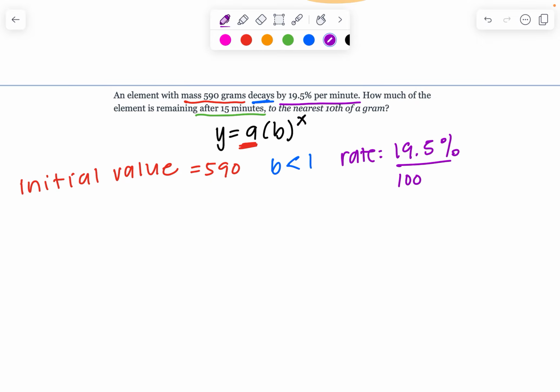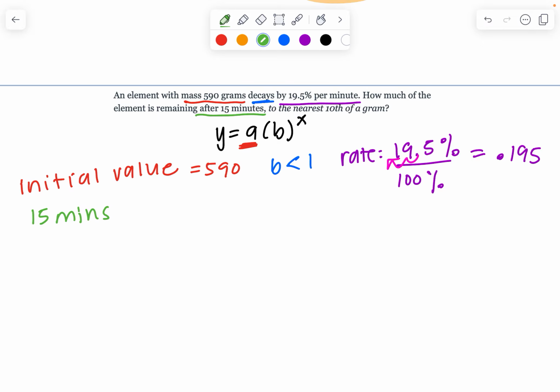Part over the whole gives me 0.195 in my calculator, or if you were following along with the decimal movement trick, because we're dividing by 100, you move the decimal place over 2 spots to the left. And we also want to know after 15 minutes.